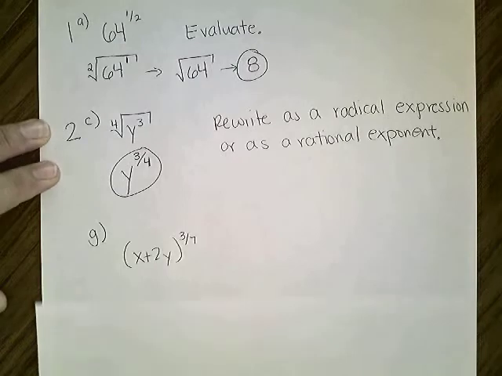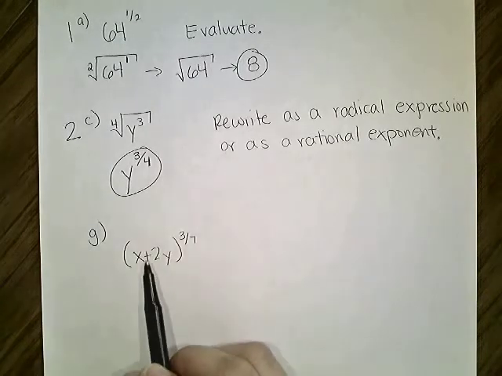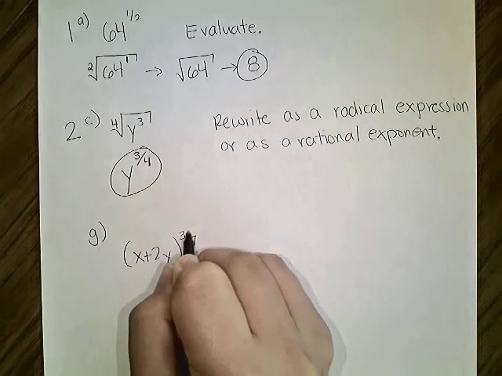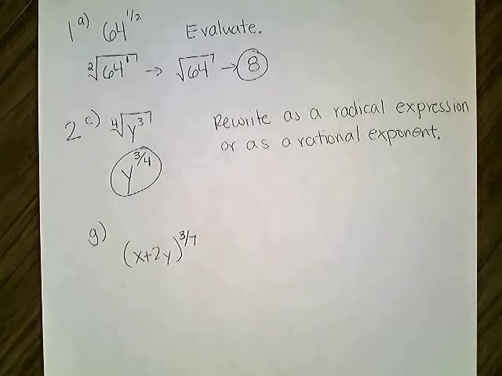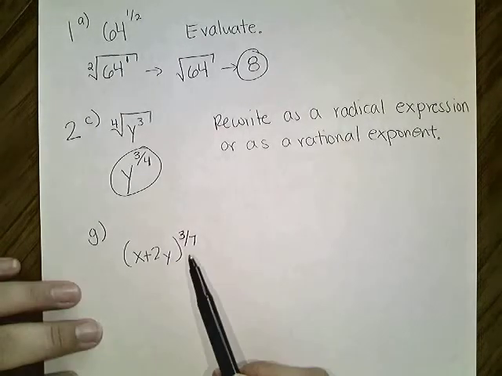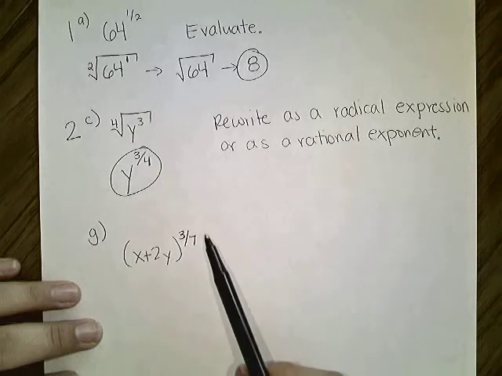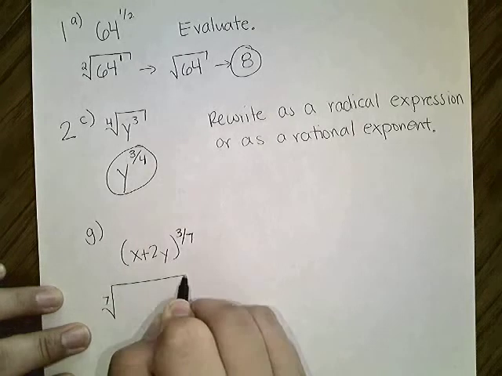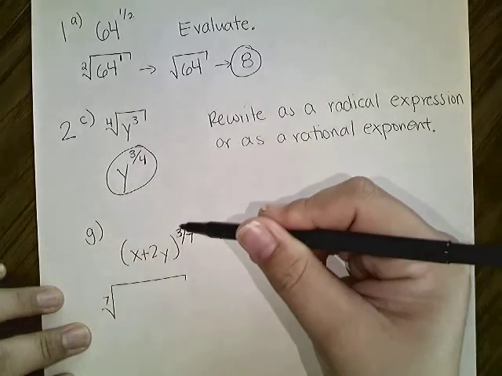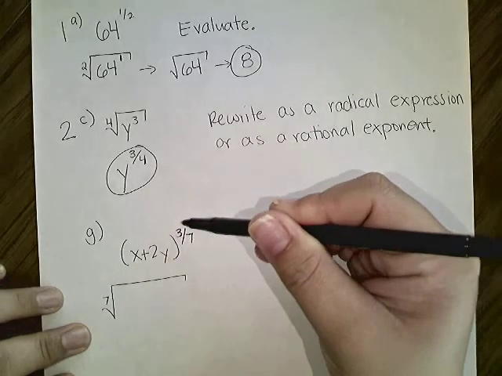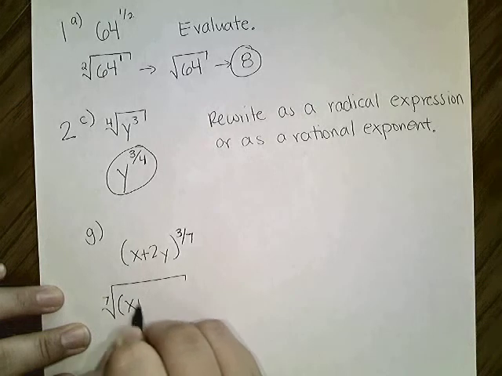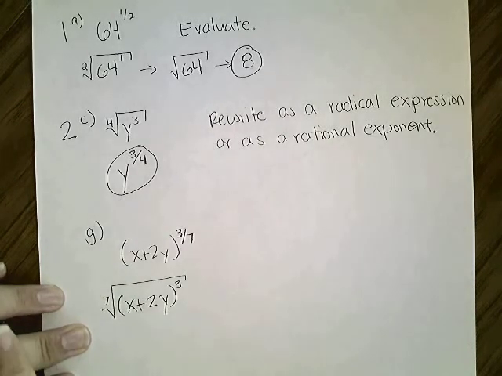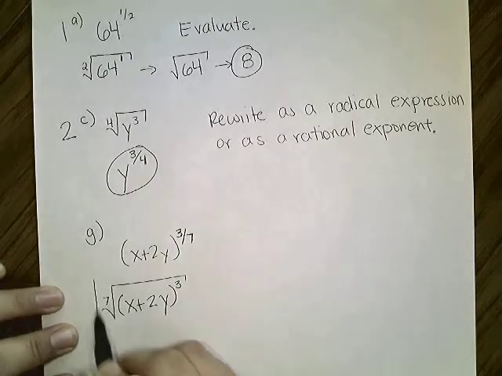Likewise, we can go ahead and rewrite x plus 2y to the power of 3/7. Again, we want to ask ourselves, what is the index number? The index number relates to the denominator here, so we know we're going to take a 7th root. The numerator in our fraction is the new exponent. So we have the 7th root of x plus 2y to the power of 3. And we're just asked to rewrite it, so that is as far as we're going to go.